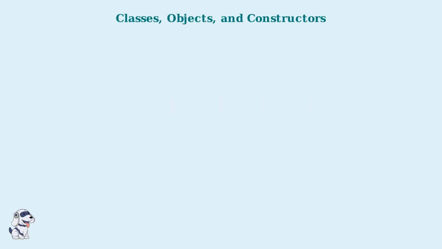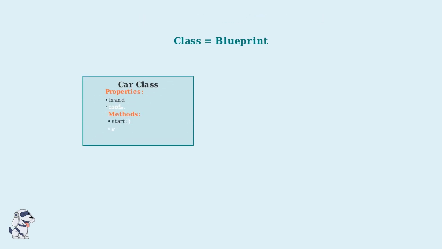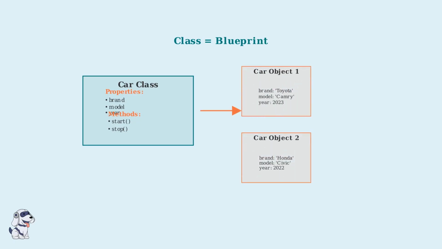Classes, objects, and constructors are the fundamental building blocks that bring object-oriented programming to life in Dart. Understanding these concepts is essential for creating well-structured, maintainable code. A class serves as a blueprint or template for creating objects. Just like an architectural blueprint defines the structure of a building, a class defines the properties and methods that objects will have. Objects are instances created from a class blueprint. Each object has its own set of property values, but shares the same structure and methods defined by the class.